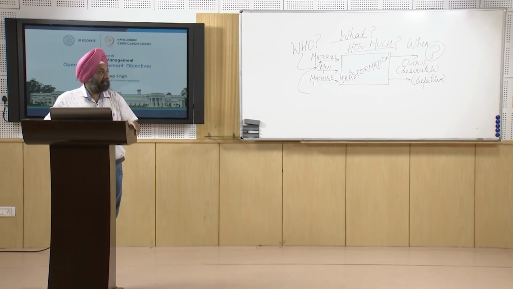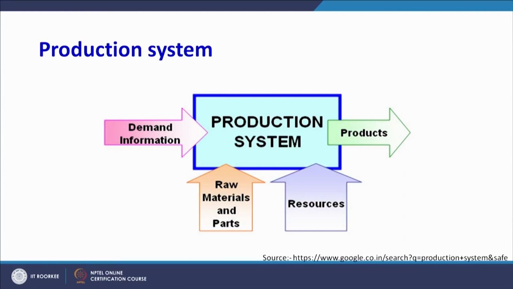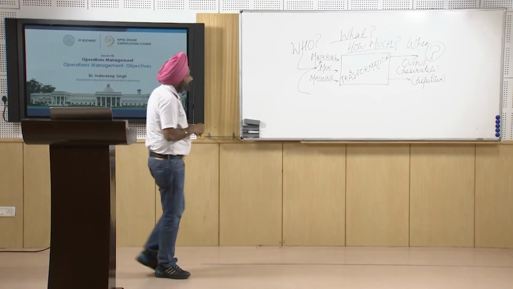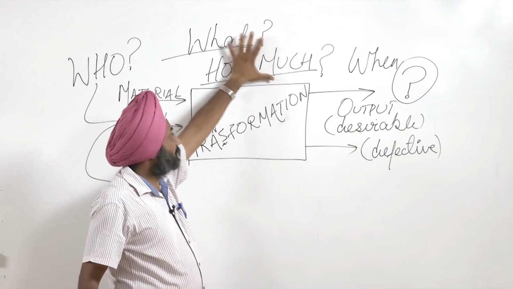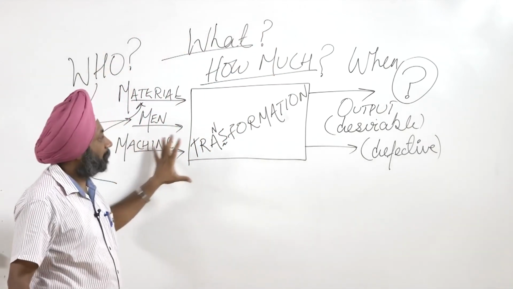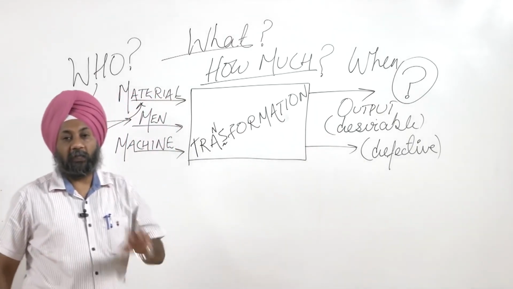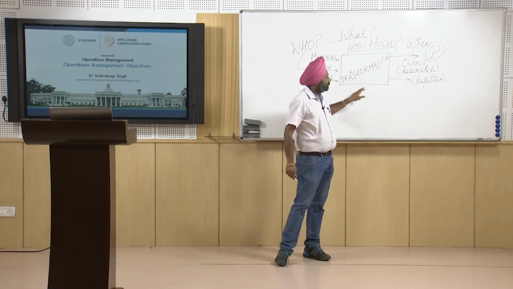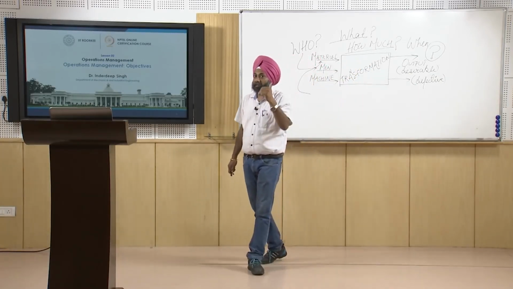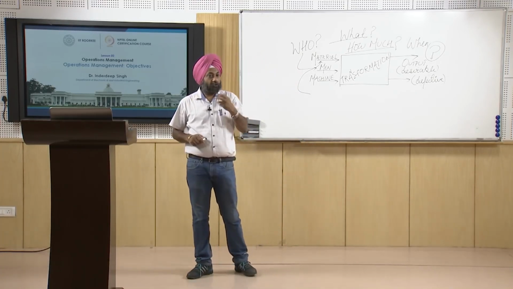Again, on your screen, you can see what the production system looks like. There is demand information, then there are raw materials and parts and resources, and finally we get the product. So we have to take a call. Here you can see what has to be produced and how much has to be produced. These two will send an input here, and that input will then be transformed into the output. That number is very important, because once you have that number, all the other decisions will depend on that. We will cover that when we come to our session on sales forecasting.